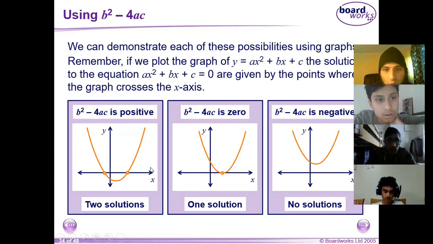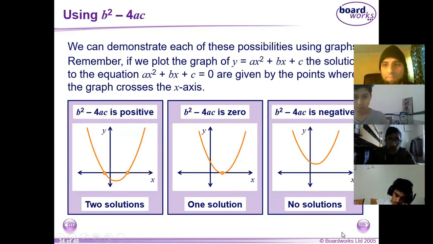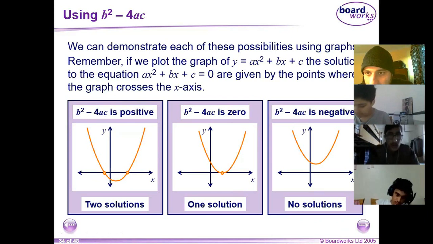What I want you guys to do is copy these 3 graphs down and copy everything in the box, including this b squared minus 4ac part. Then I'm going to explain to you how it works. Okay? So have a go at doing that. Have you seen this before, Zava? Yeah. Okay, good. So I'm going to explain it to you in a second.